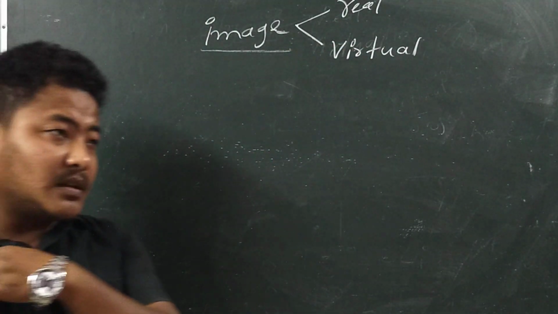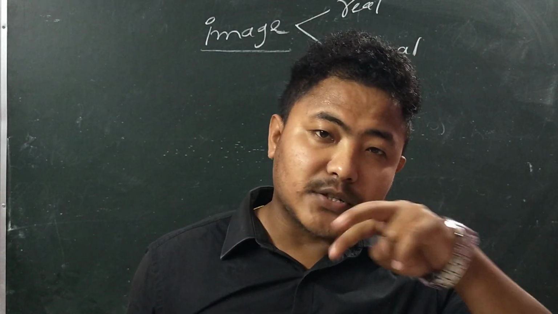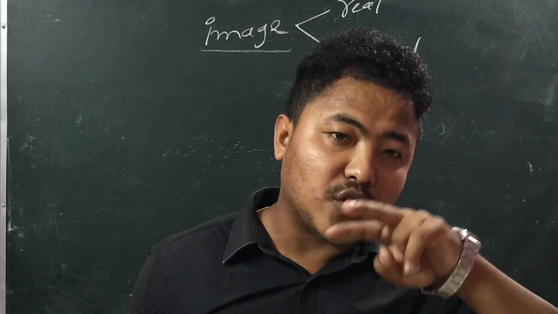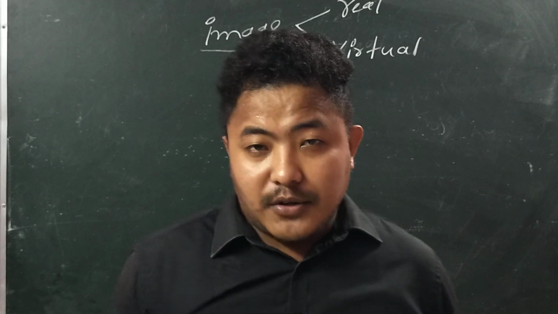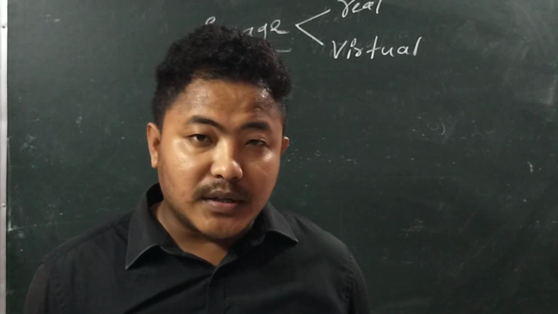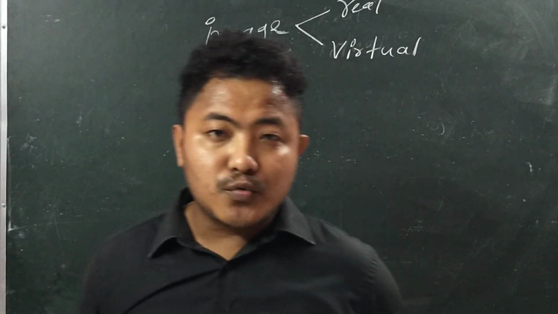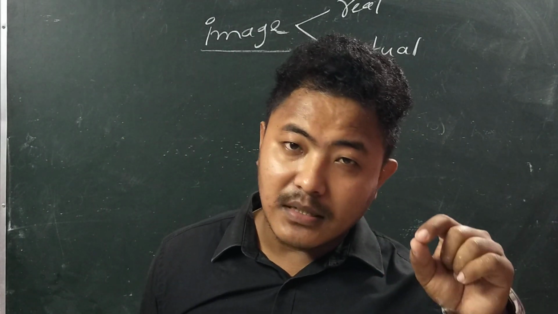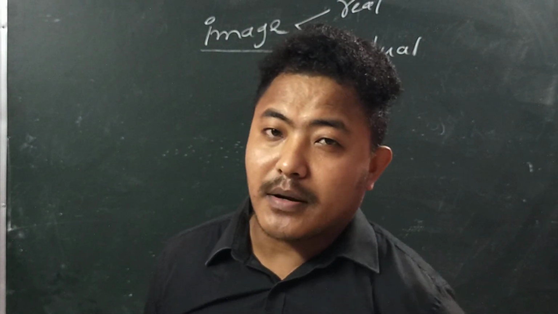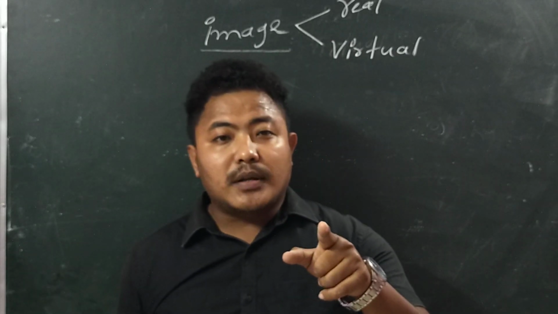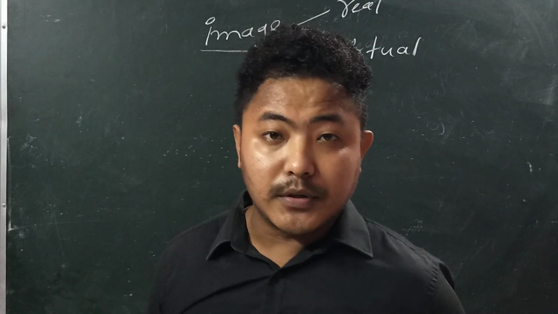What is a real image? In the case of real images, the reflected rays of light actually meet or actually intersect. In the case of virtual images, what happens? They do not actually meet. They appear to meet at a particular point. Please mind these two words. In one case, the reflected rays actually meet or intersect at a particular point. But in the case of virtual images, the reflected rays appear to meet at a particular point.